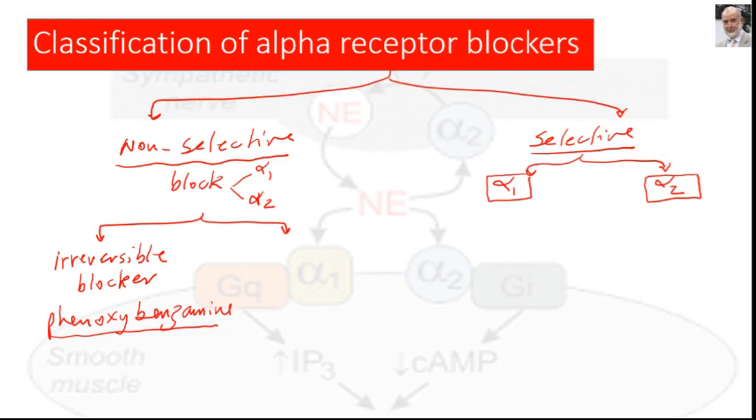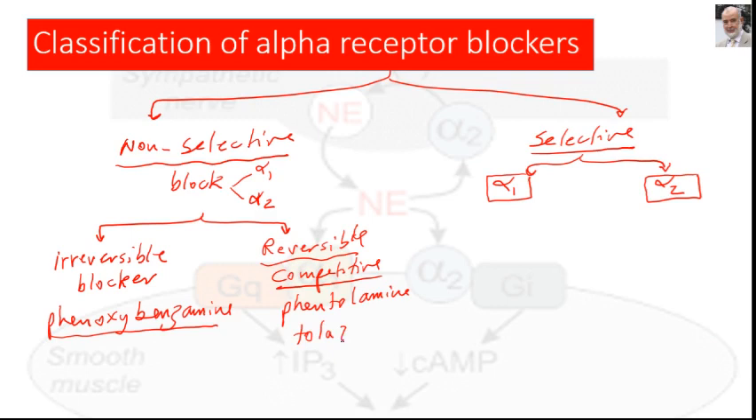The second are the reversible alpha blockers, which are the competitive, reversible or competitive alpha receptor antagonists. Reversible, or competitive, they compete with the agonist on adrenergic receptors, and therefore their action can be reversed by increasing the concentration of the agonist. And the most famous example which we will talk about is phentolamine. And there is another example, tolazoline, with very limited clinical use.